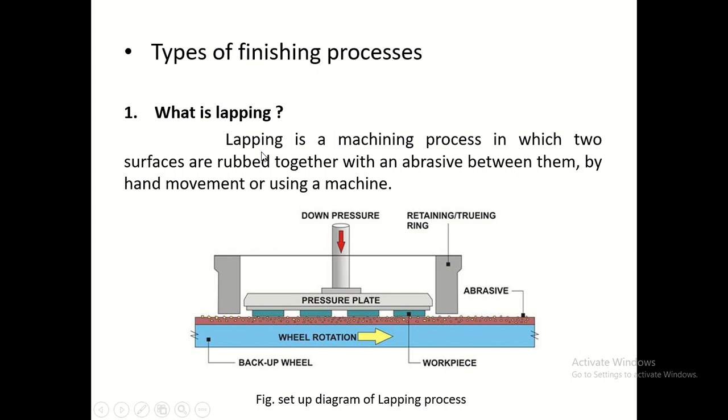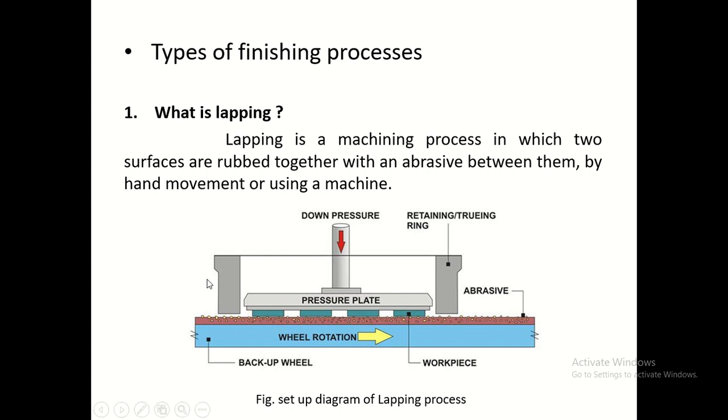Then we will go to the different types of finishing processes. First is lapping. Lapping is a machining process in which two surfaces are rubbed together with abrasive material between them, by hand or machine. Lapping is done with the help of hand or with the help of a machine.